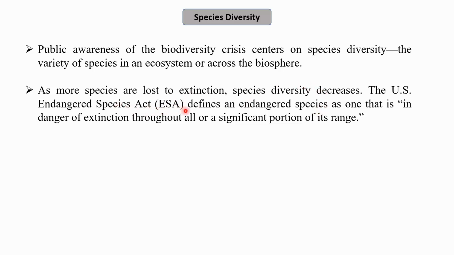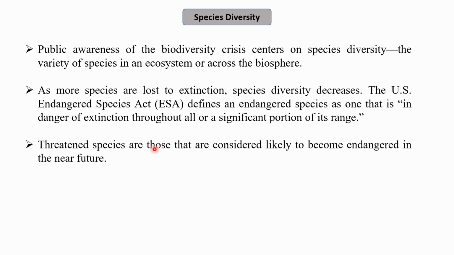The US Endangered Species Act, that is the ESA, defines endangered species as the ones that are in danger of extinction throughout all or a significant portion of their range. So there are certain animals or birds that have already become extinct, or that are on the verge of extinction. So the definition of endangered species according to the ESA is the one in which the species are in danger of extinction throughout all or a significant portion of its range.